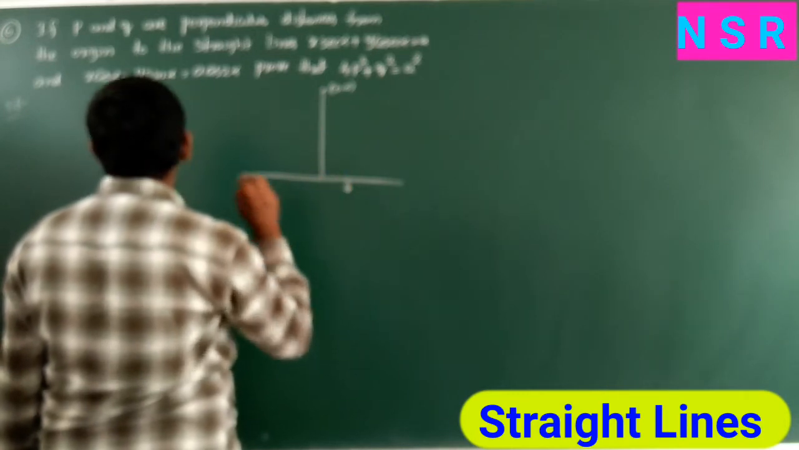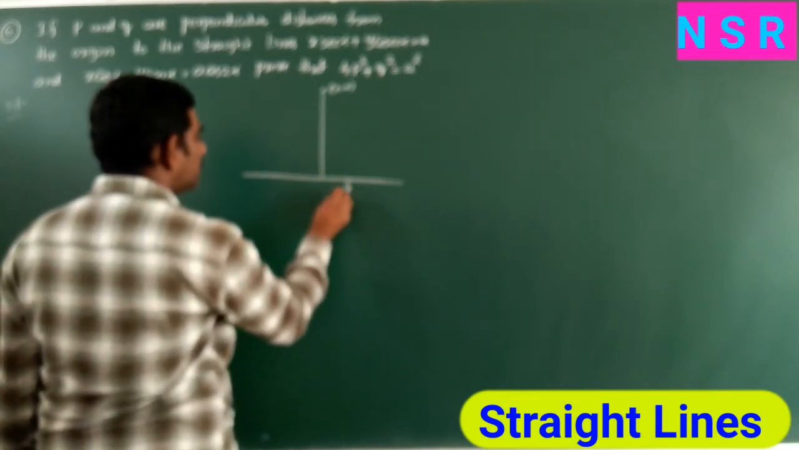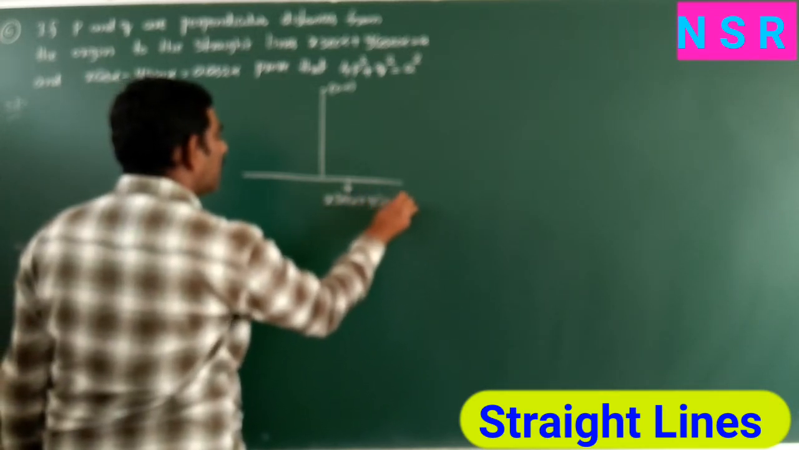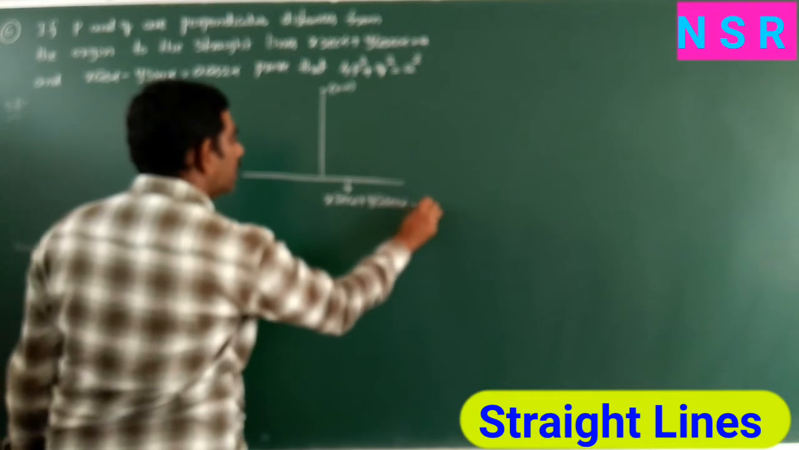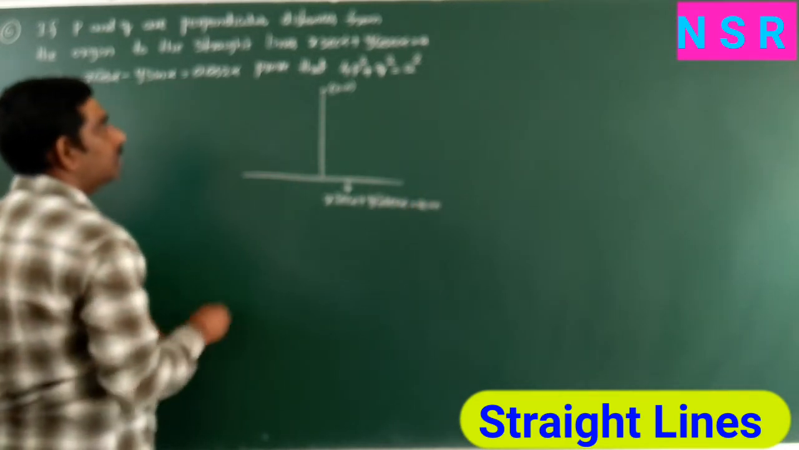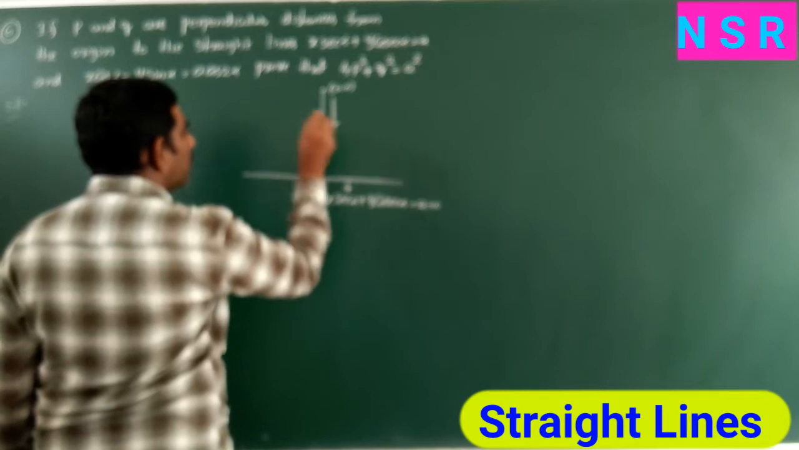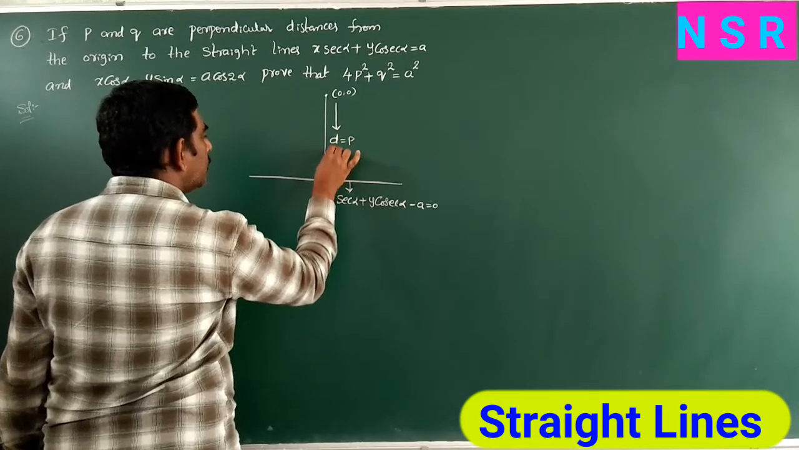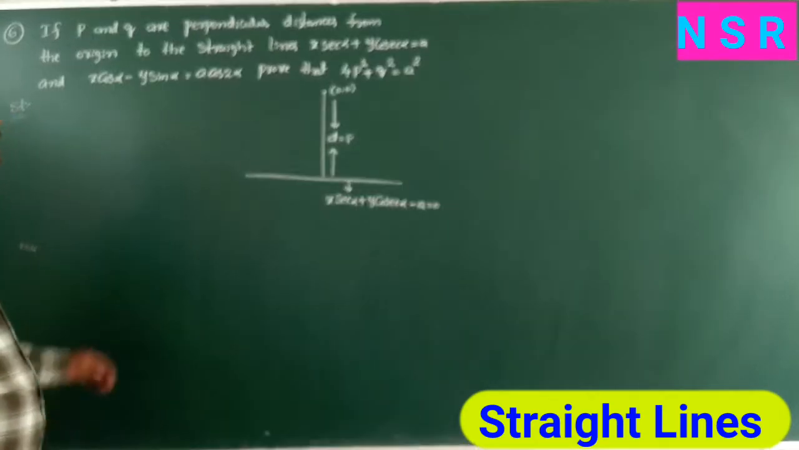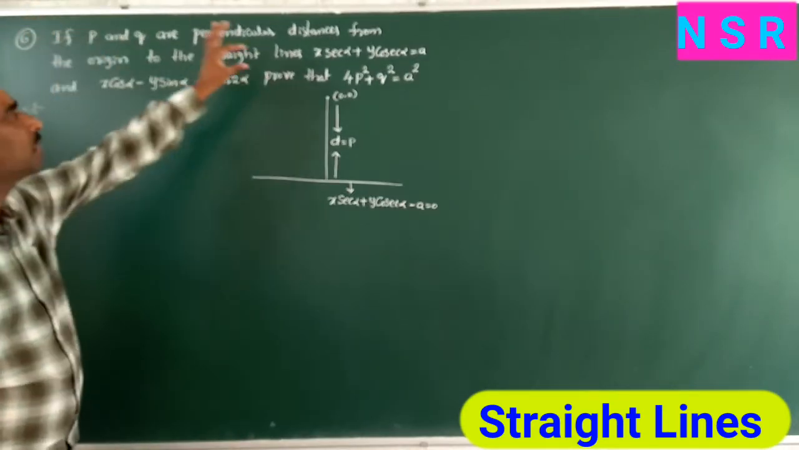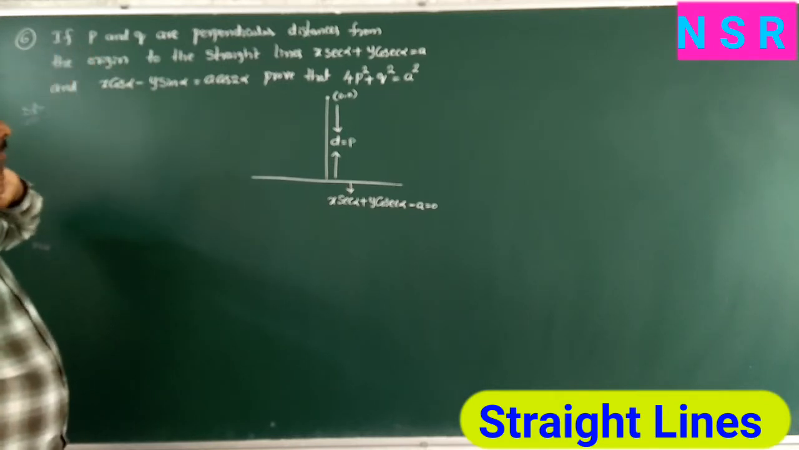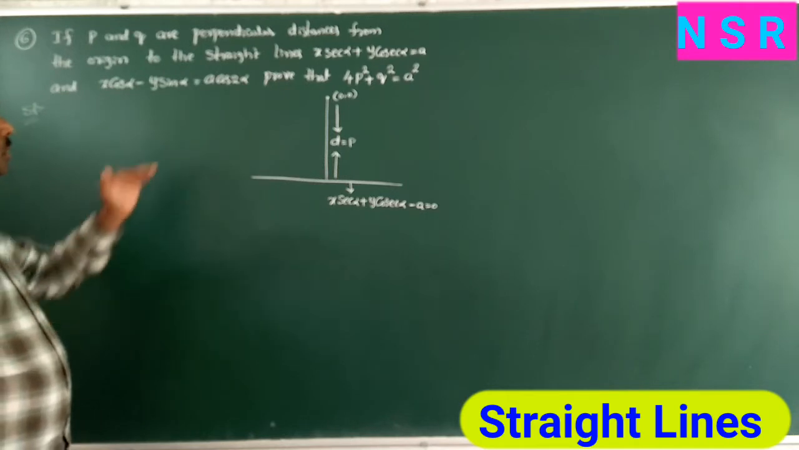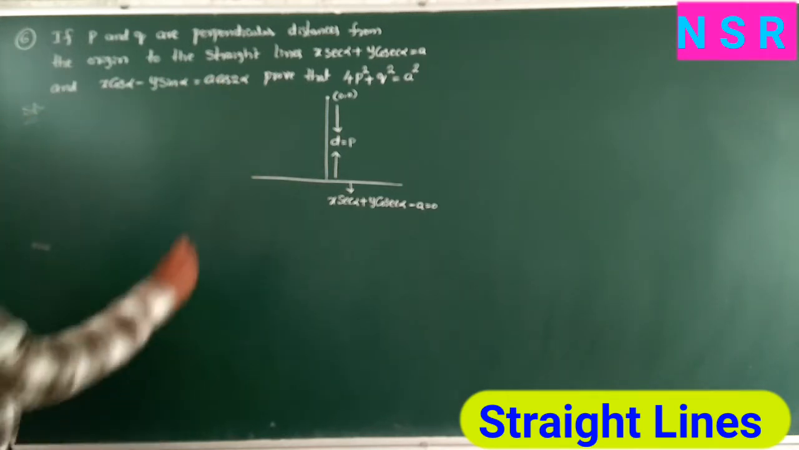The first line is x secant alpha plus y cosecant alpha equal to a. A moves to this side and becomes minus a equal to 0. Also the perpendicular distance d is given as p. So the perpendicular distance from the origin to the first line is p, and the perpendicular distance from the origin to the second line is q. Here two lines are given and the point is the origin.